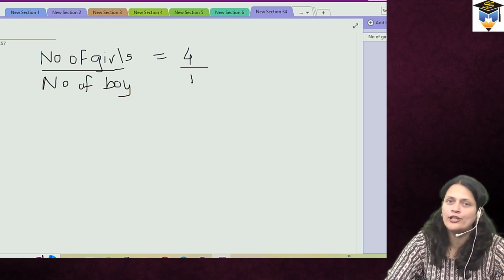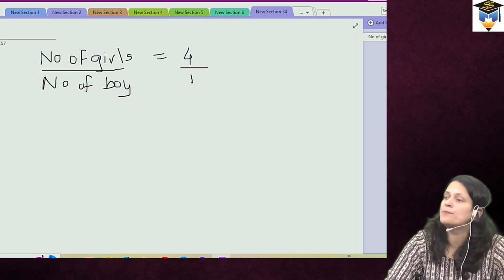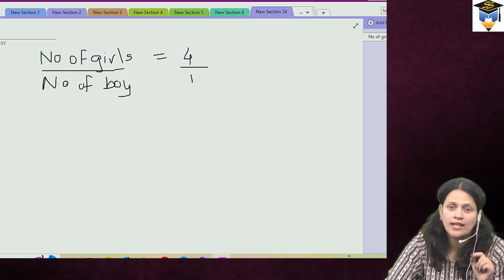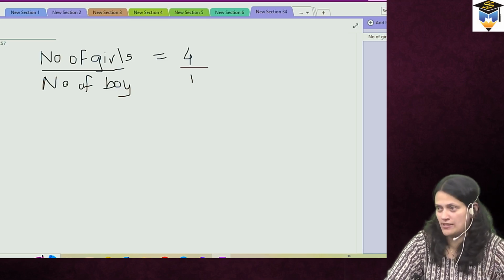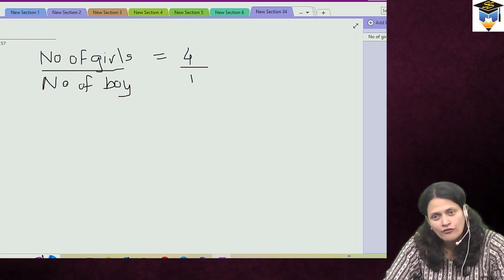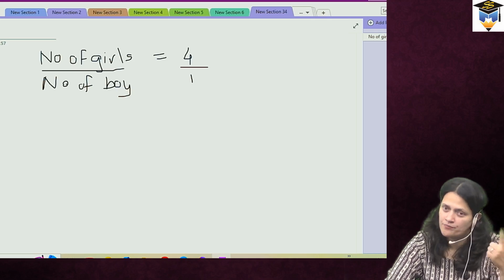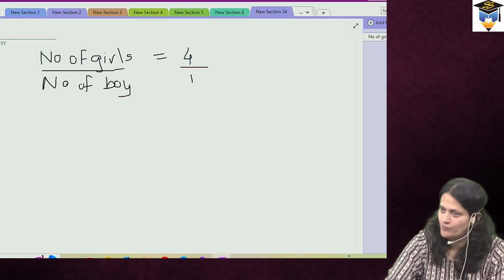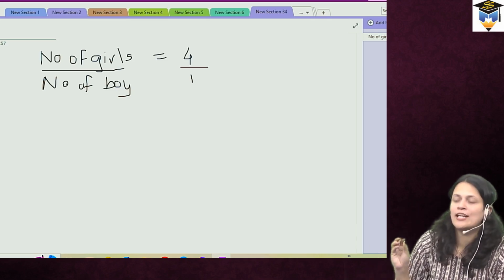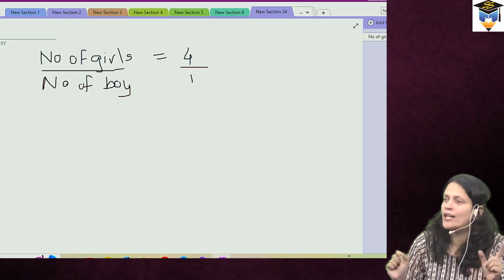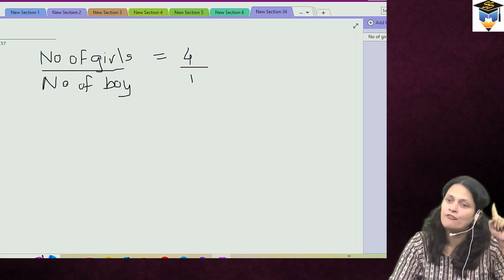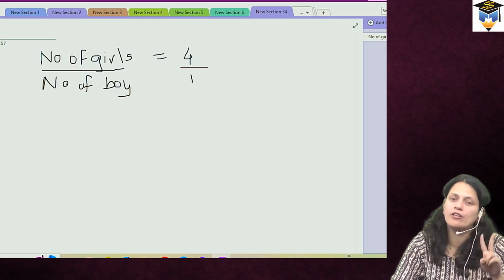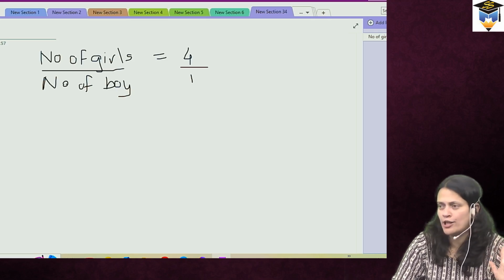But if I want to take the reciprocal of this ratio, then what am I going to say? Number of boys to number of girls. So what is the ratio of number of boys to number of girls? 1:4. So is 4:1 and 1:4 equal? No. My point is that when we talk about ratio, we are going to compare two quantities. The first quantity will be in the numerator and the second quantity will be in the denominator. So that is a ratio for us.